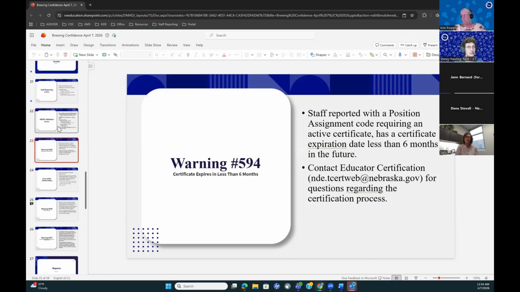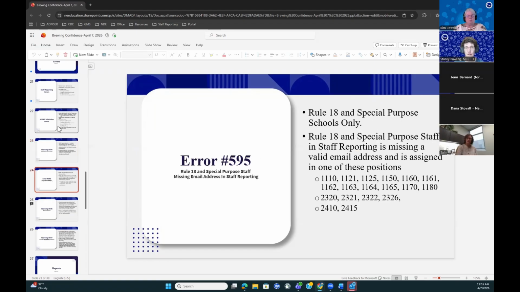So we had a warning of number 594, and that's just stating the certificate expires in less than 6 months. So it's looking at the physician assignment code, it's looking at their certificate, and it's giving you a 6-month notice that their certificate is going to expire. And if you have questions, we do recommend that you reach out to the CERT team so that they can help you with that process.